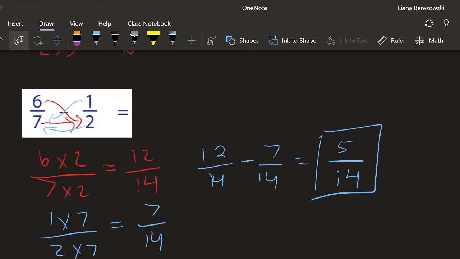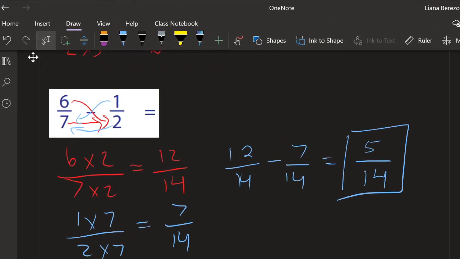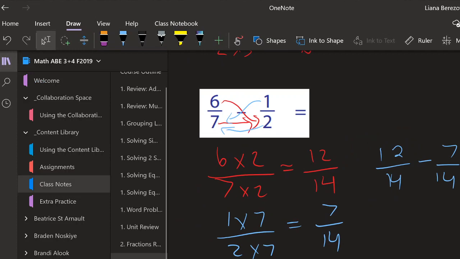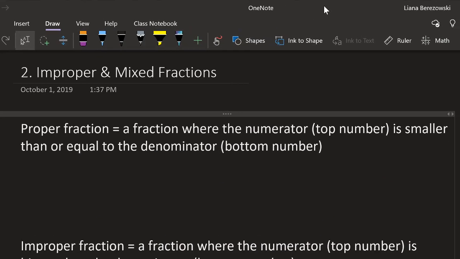Okay, so that's about all we had to go over for reviewing our operations with fractions. Next thing that we want to get into is talking about mixed and improper fractions. So hopefully you guys sort of remember this a little bit from the last class that you would have taken, okay? So let's start by defining a couple of different terms that we have.